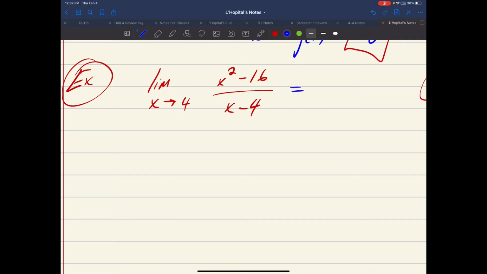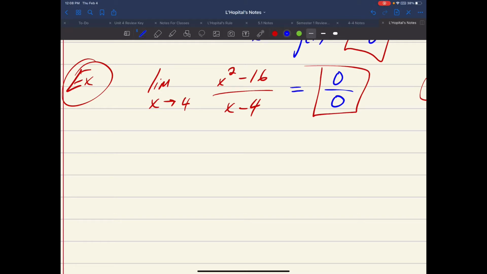So if I evaluate this directly by plugging in 4, I will get 0 over 0. You have to show this step. And the reason is that if you plug in your value and you get a specific number out of it, then you don't need to use L'Hopital's rule. So don't use it when you don't need it. Use it when you get an indeterminate form. So make sure to show that it is an indeterminate form.